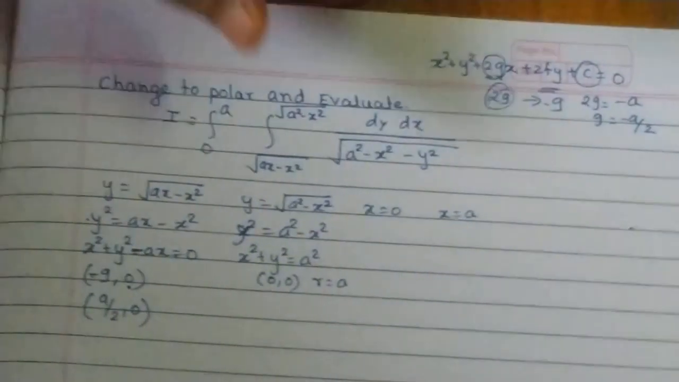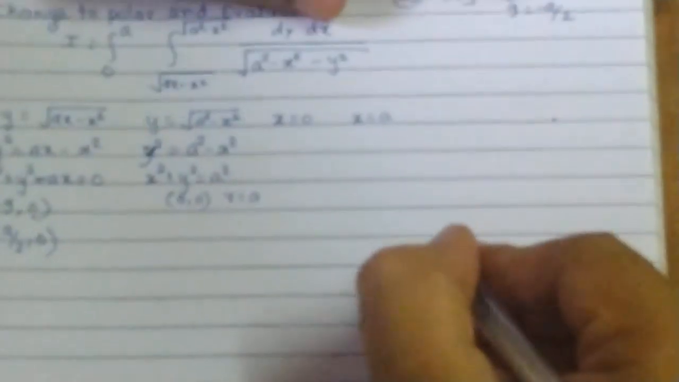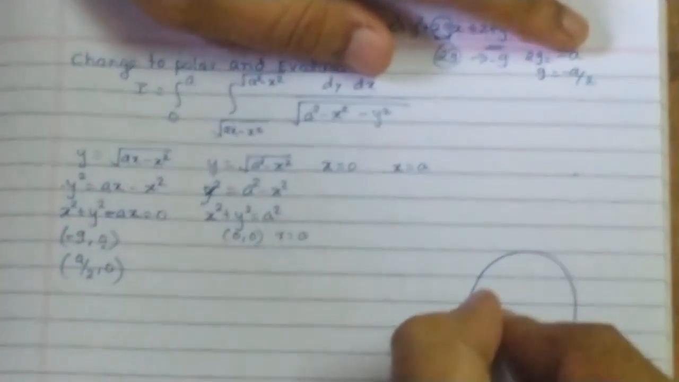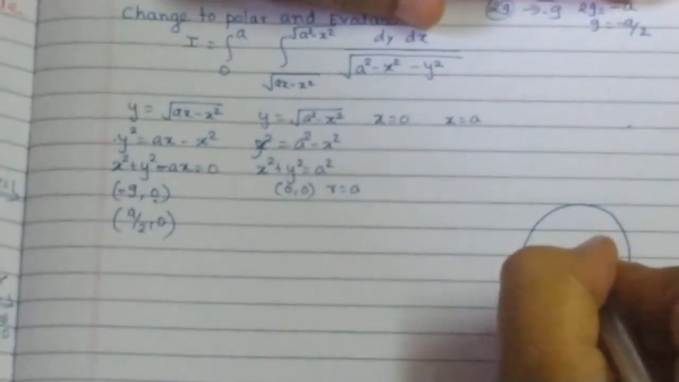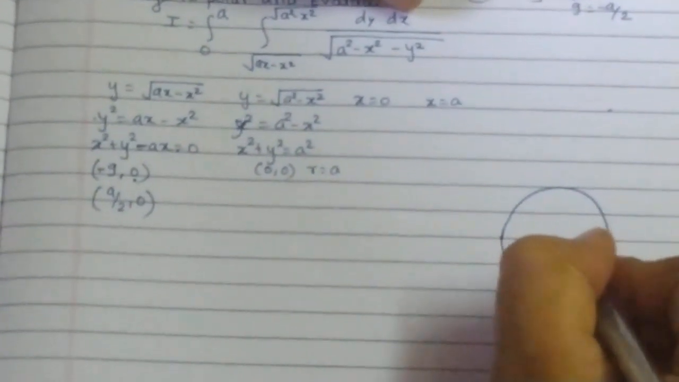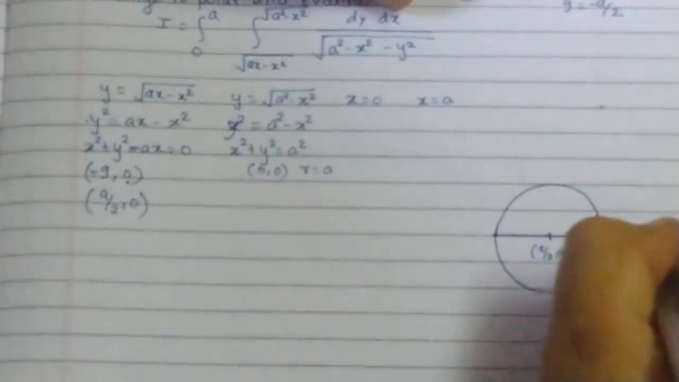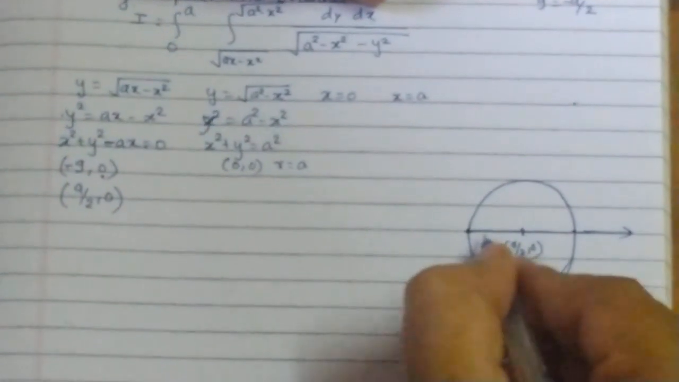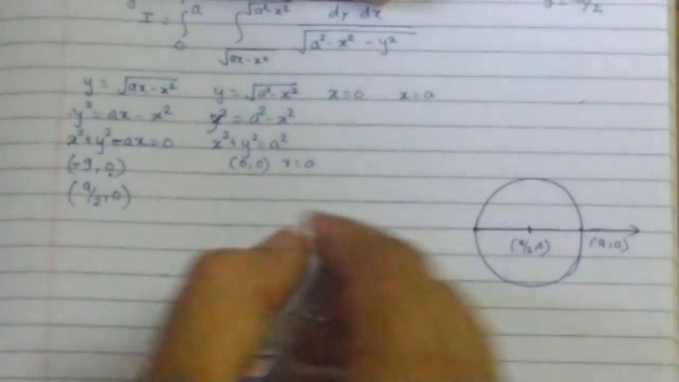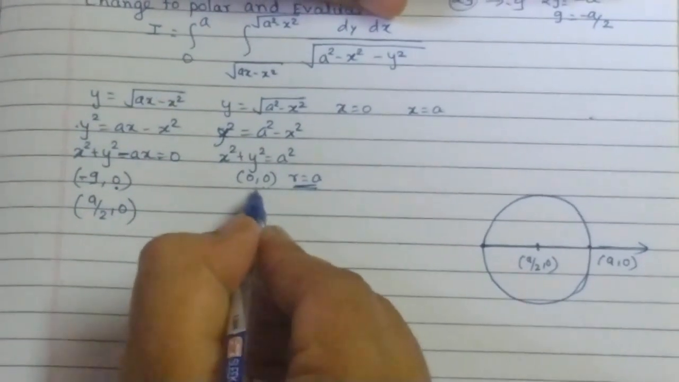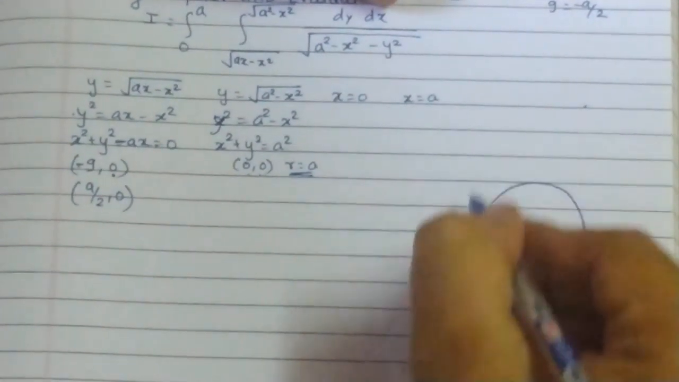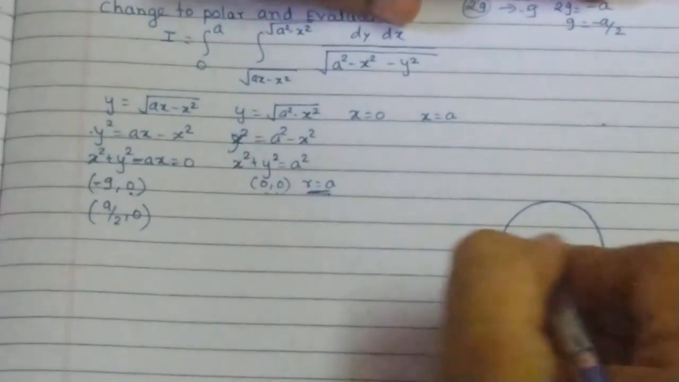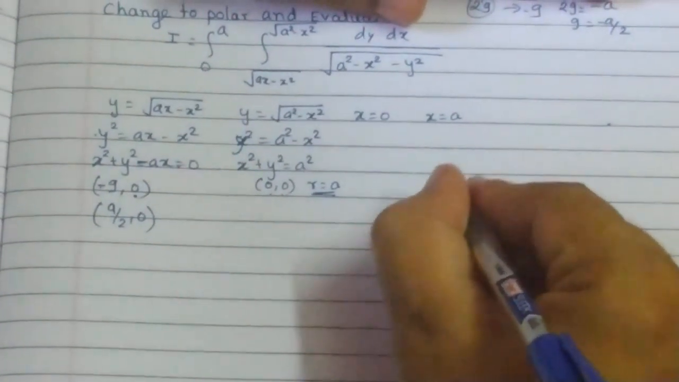There are two circles given in the problem. First of all, we would like to draw the smaller circle, which is of radius a by 2. So this is our smaller circle, with center at a by 2 comma 0. As the center is at a by 2 comma 0, the total length from this point to this point would be a. So this has to be a comma 0. For the other circle, the radius is a and the center is at the origin, so you will have something like this.